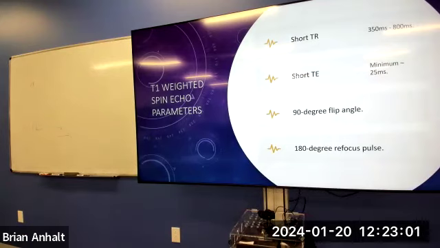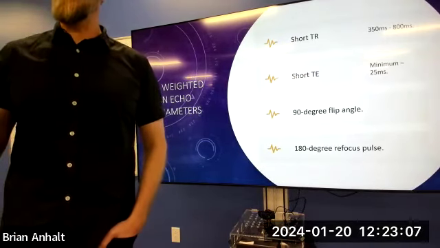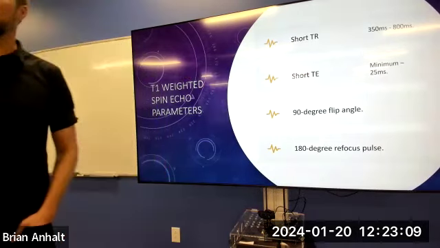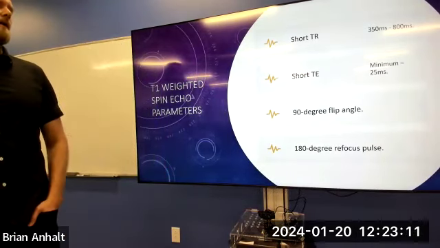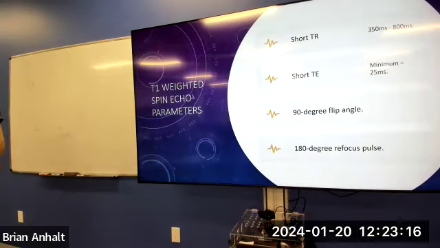Short TE, minimum or 0. You can never do 0 because remember we have to do a 180-degree flip, right? And that takes time, so it'll never be 0. But we can get it as low as possible, up to about 25 milliseconds. That's an acceptable short TE for T1 weighting.